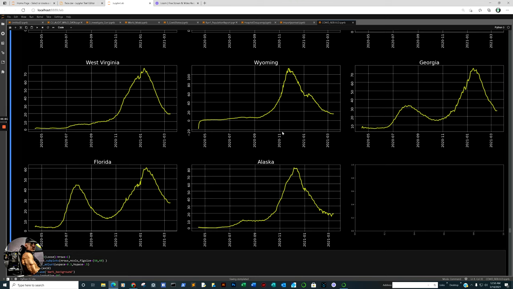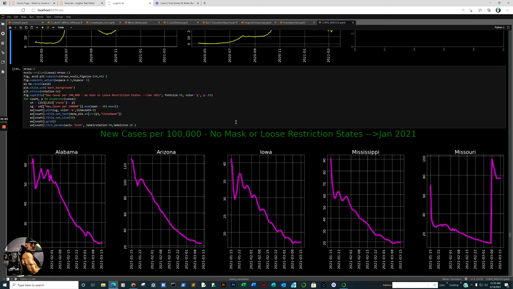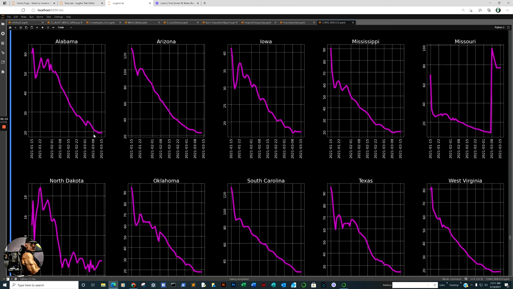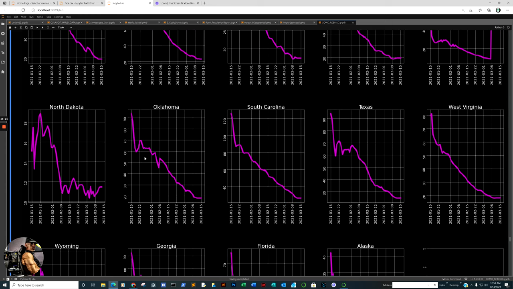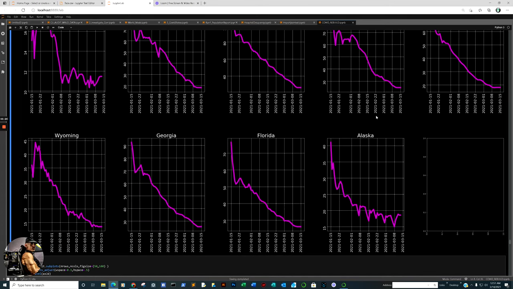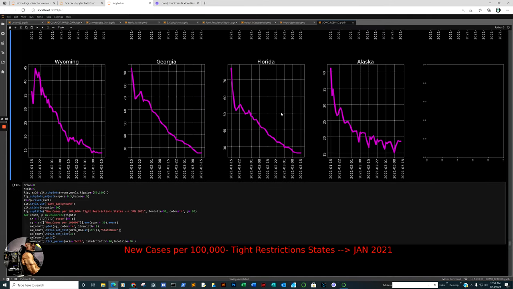And the sky has not fallen. New cases per 100,000, no mask, loose restriction states. Now what we're doing is starting from January 21st, to give you a good comparison in a short duration of time. Thank you, Missouri. And you see right here, the problem is they'll never correct it. Hopefully they do correct it. But here it goes. Oklahoma, these are your loose restriction states. And look at the drop. Look at the precipitous drop.